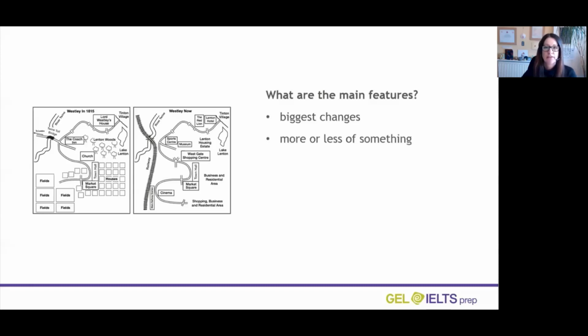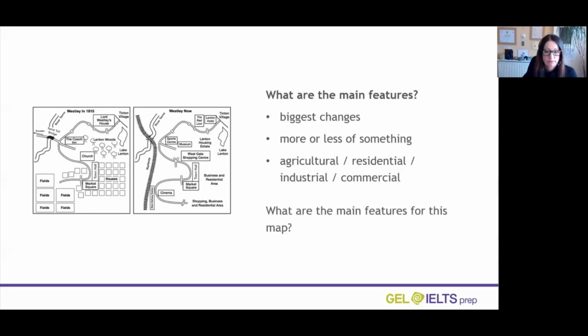We look at if there is more or less of something. We look at if the area has become more or less agricultural, residential, industrial, or commercial. And we're going to have a look at this particular map to see if we can identify these features.